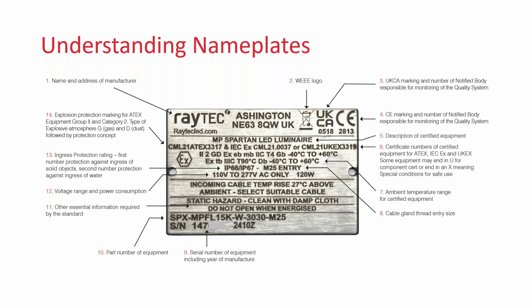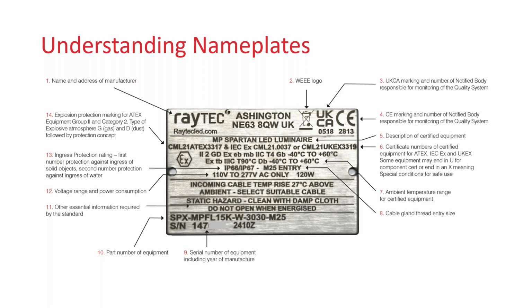Item 3 is the UKCA marking and the identification number of the notified body responsible for monitoring the quality system. And number 4 is the equivalent CE marking and the number identifier of the notified body responsible for monitoring the quality system. Item 5 is a description of the certified equipment, so in this case, MP mid-power Spartan LED luminaire. Number 6 gives the certificate numbers of the certified equipment for ATEX, IECEx, and UKEX.